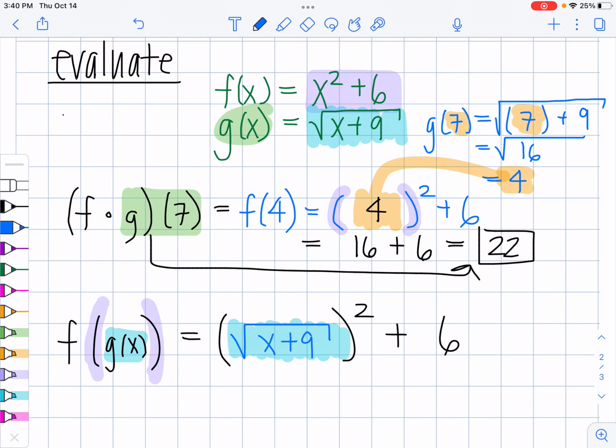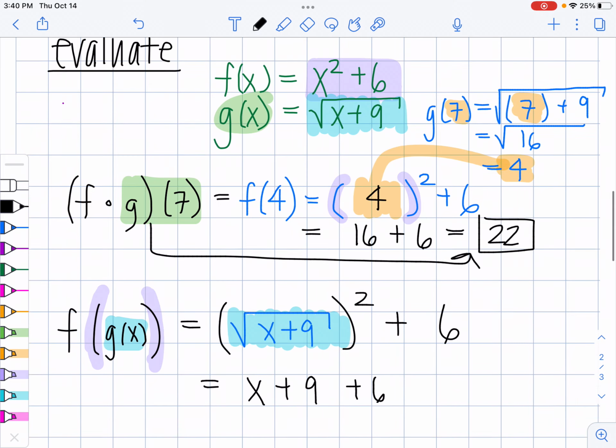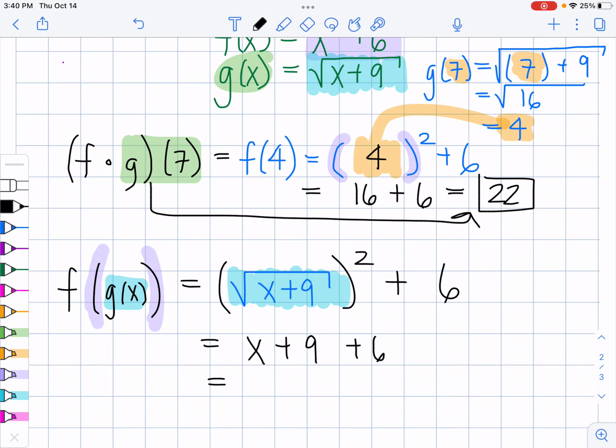Now I evaluate. This squared cancels out this square root. So this becomes x plus 9, and I bring down this 6. And now I combine together my like terms. 9 and 6 are my like terms, and 9 plus 6 is 15. So this overall becomes x plus 15. So f of g of x is equal to x plus 15.